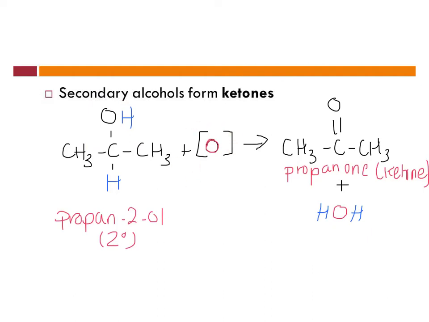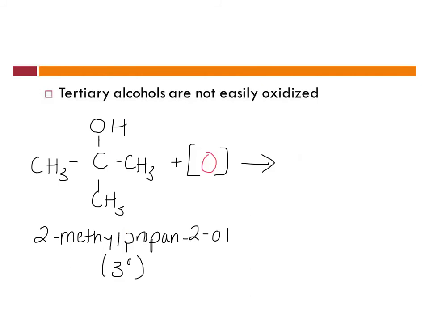The oxygen from the active oxygen, or the oxidizing agent, combines with the 2 hydrogens that we eliminated. It's an elimination, so we end up with a double bond, and also we form water from those 2 eliminated hydrogen atoms. So we know that primary alcohols lead to aldehydes, secondary alcohols lead to ketones, but tertiary alcohols, where the carbon that has the hydroxyl group is attached to 3 other carbons, are not easily oxidized. In fact, if we try to oxidize tertiary alcohols, we get no reaction.